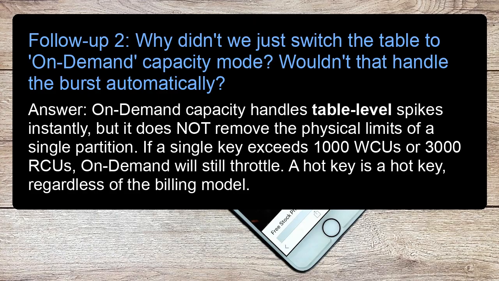Answer: on-demand capacity handles table-level spikes instantly, but it does not remove the physical limits of a single partition. If a single key exceeds 1,000 WCUs or 3,000 RCUs, on-demand will still throttle. A hot key is a hot key, regardless of the billing model.